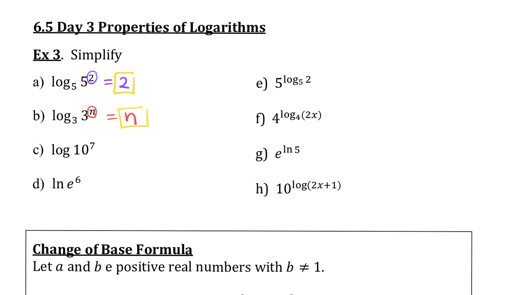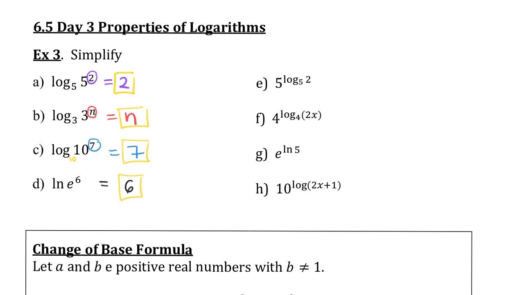So for C, the log of 10 to the 7th. Okay, well, this is common log, so the base is 10, so it's saying if the base is 10, what's the exponent? Well, the exponent's 7. I see it. It's right there. Okay, what about the ln of e to the 6th? Okay, 6. It's saying what is the exponent when the base is e? Well, I can see it's e to the 6th, so the exponent is 6.